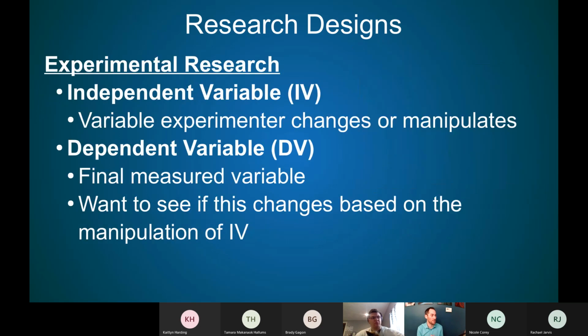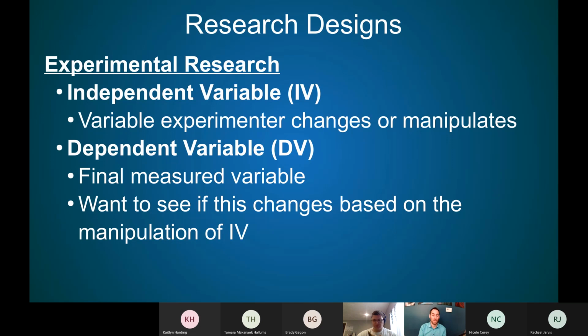So, some terminology here. Independent variable, the IV for short. That is the one you, as the researcher, manipulate. So in our example, we're manipulating the music, whether there is music or not. That's the variable we're manipulating.